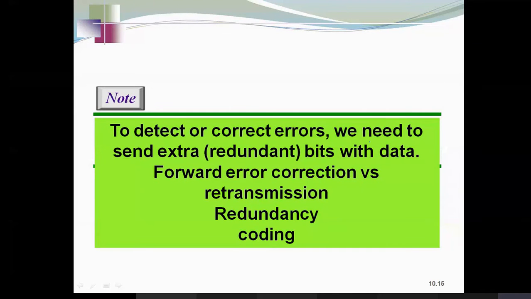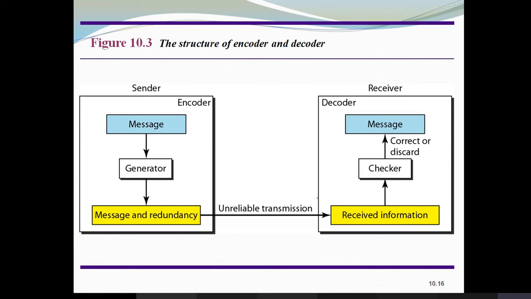So to detect and correct errors, we need to send extra bits with the data. Then there are forward error correction and retransmission; let me go through that later. So you can just observe this diagram. This is a simple diagram that tells the structure of the encoder and decoder.